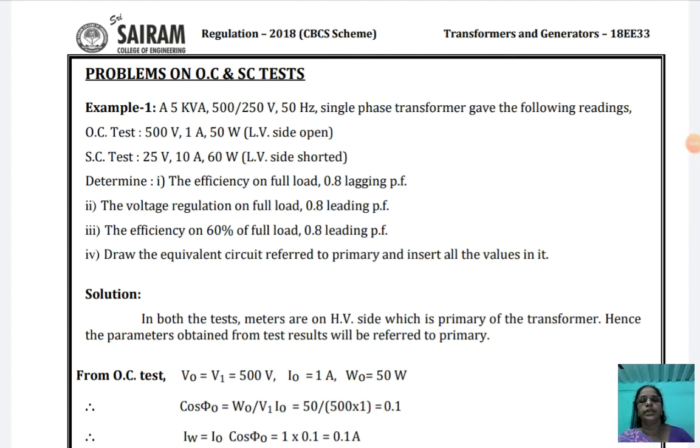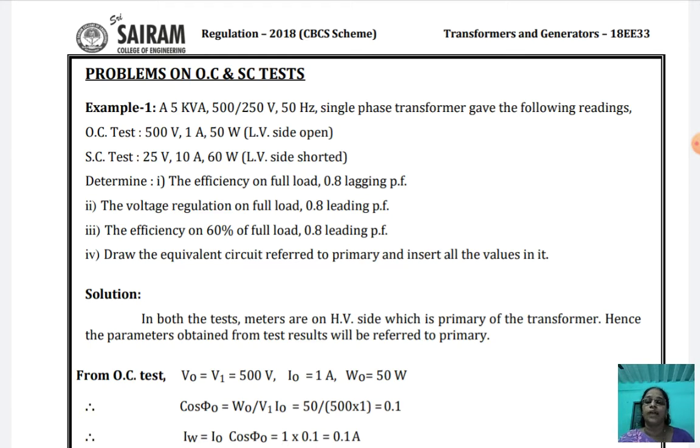Dear student, now we studied the problems on OC and SC tests. So now you see the problem. A 5 kVA, 500/250 volt, 50 Hz single phase transformer. OC test and SC test data is given. OC test means 500 volt, 1 amp, 50 watts, with the LV side open.